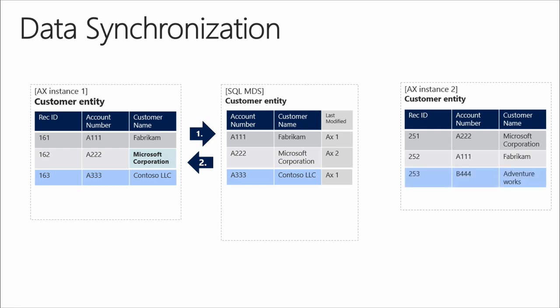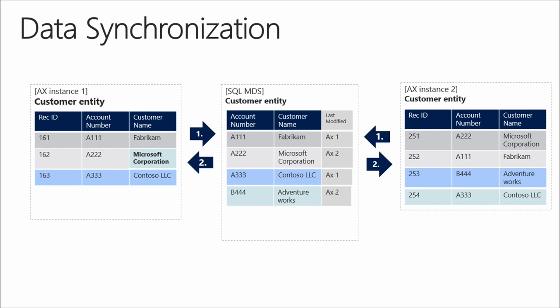Then you have AX instance 2. Let's say a new record gets created there called AdventureWorks. When the data sync happens between AX instance 2 and SQL MDS, a new record is created in the SQL MDS database, and then during the pull phase, the Contoso LLC record, which was originally created in AX instance 1, gets pulled into AX instance 2.